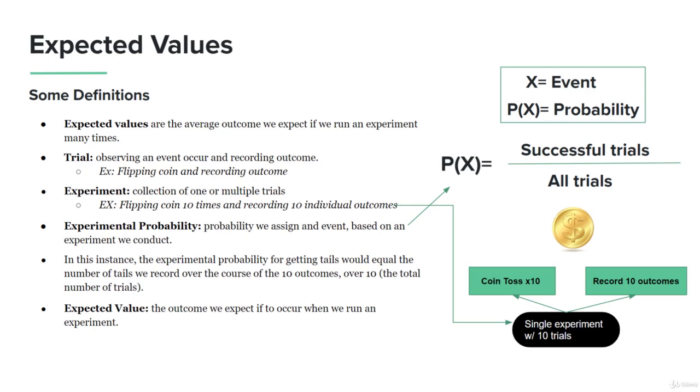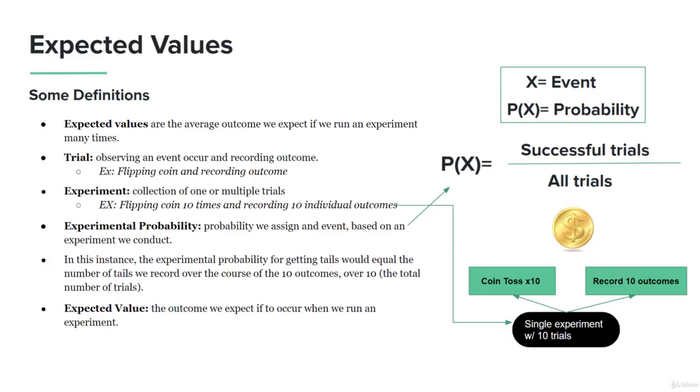Over 10. And with expected value, this is the outcome that we expect to occur when we run an experiment. So this is something that we expect to happen based on a particular experiment that we're running, right? You can see on the right hand side there, we have the coin toss 10 times. We're recording the 10 outcomes, and that's going to be one single experiment. And so our expected value is what we expect to actually occur when we're running the experiment.